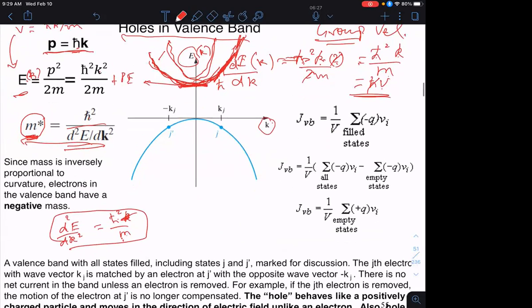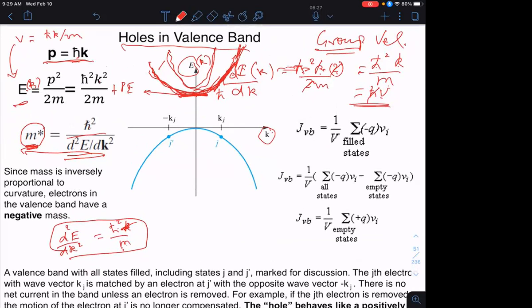All right, so we get two results. The first result is that the velocity of a particle is given by 1 over h bar times the slope, dE/dk, and the mass of a particle is given by h bar squared divided by the curvature of these curves, d2E/dk squared, okay?